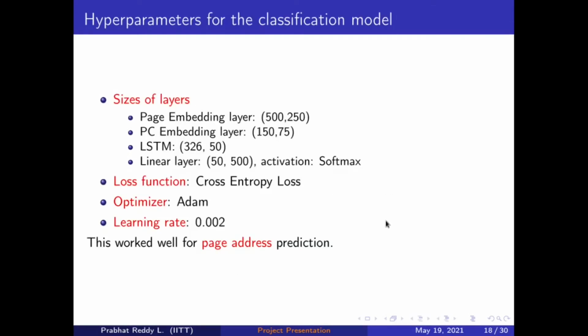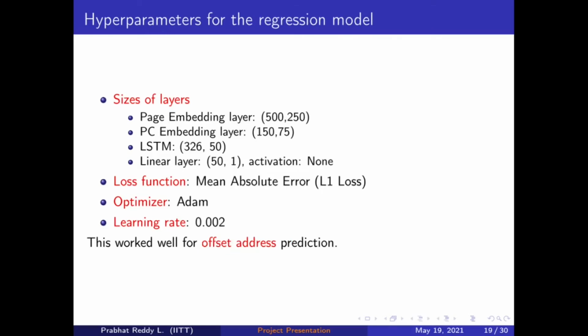These are the hyperparameters for the classification model. We begin by passing the page and program counter inputs through embedding layers, which is followed by an LSTM, and finally a linear layer with a softmax activation function. The loss function is the cross entropy loss and the optimizer is Adam.